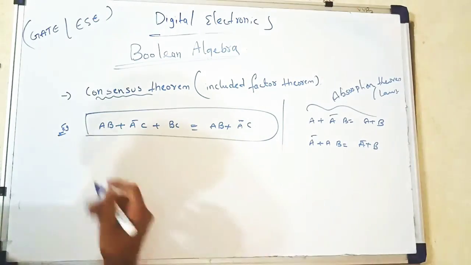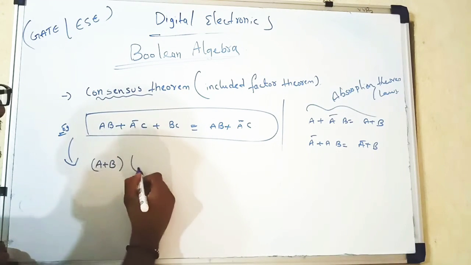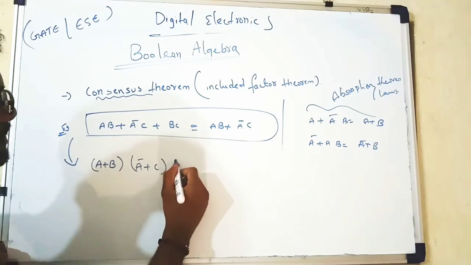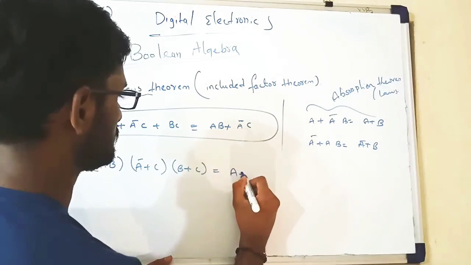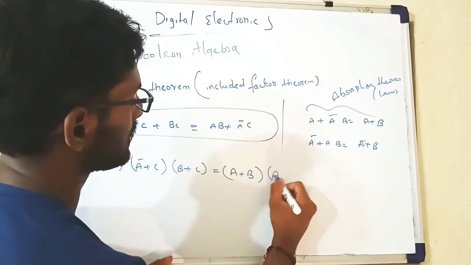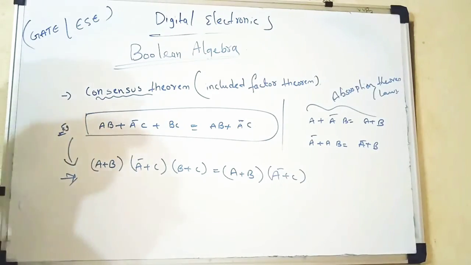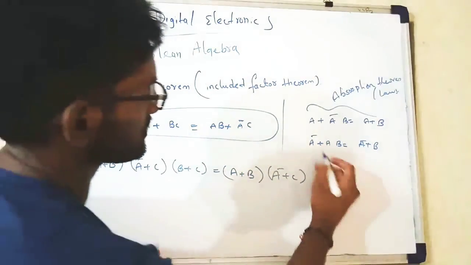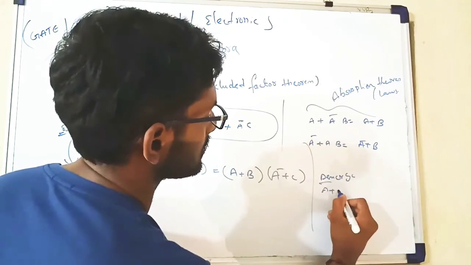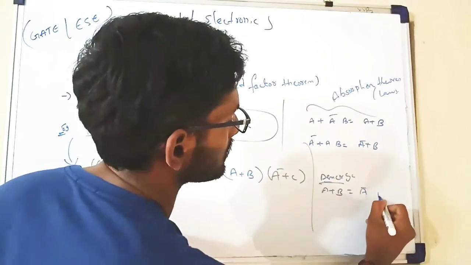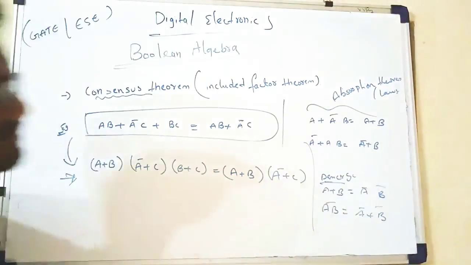There is also another form of the consensus theorem, which is (A + B)(A bar + C)(B + C) can be written as (A + B)(A bar + C). Similarly, in this way we can prove this. So these two are very important theorems. This is the absorption theorem, and the remaining is De Morgan's theorem: (A + B) bar equals A bar B bar, and (AB) bar equals A bar + B bar. These three are the most important theorems.